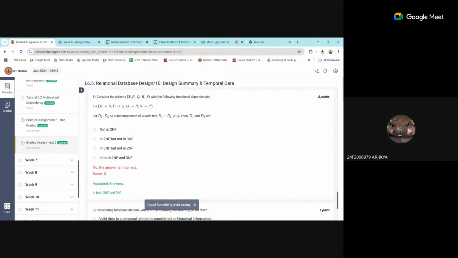But in PQR, the applicable dependencies will be what? P determines Q and R, Q determines P and R, and R determines P and Q. All three will be there. So in all the cases, the left hand side is the key, right? In PQR, P determines QR, Q determines PR, and R determines PQ will be there, because they are all applicable functional dependencies. So in all cases, the left hand side is the key.